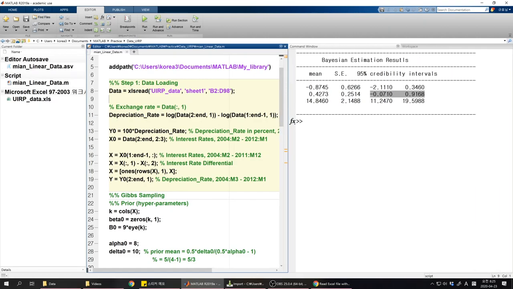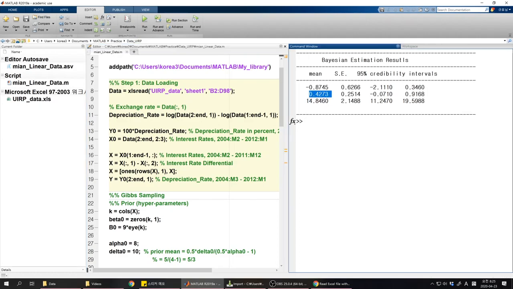Our interest is what? Our interest is the coefficient on this interest rate differential. According to theory, this coefficient should be 1, right? It should be 1. But this is quite far from the value implied by the theory, right? But despite that, this is an estimate, not true values, so that it must be uncertain. Then we have to check the standard errors or 95% credibility intervals.